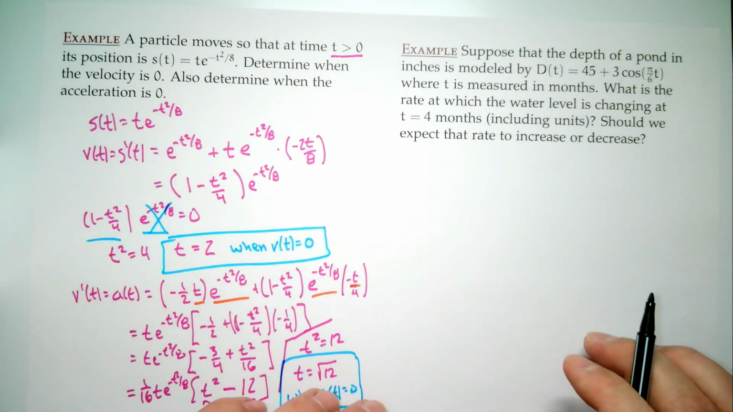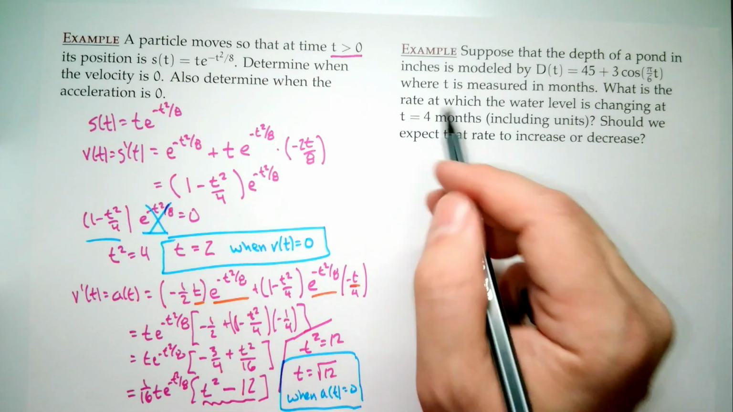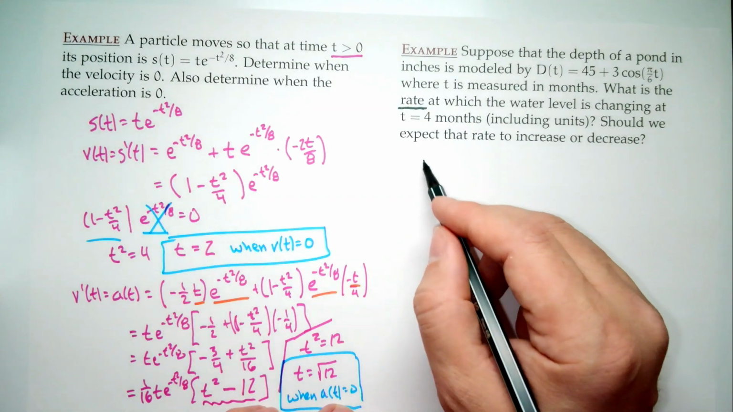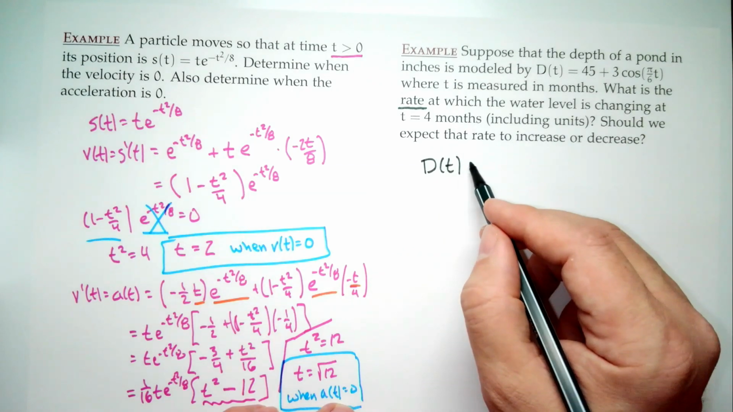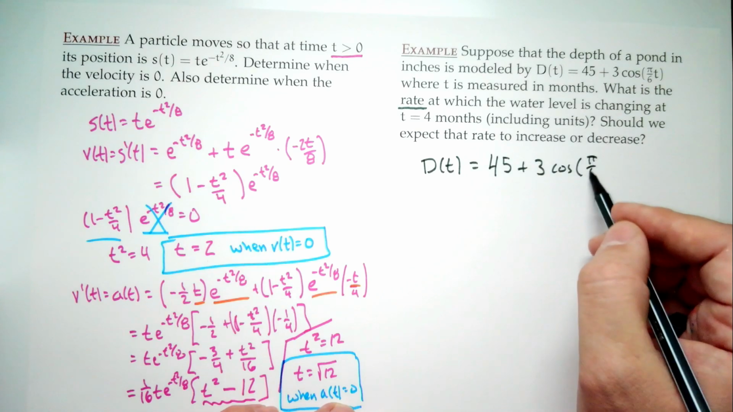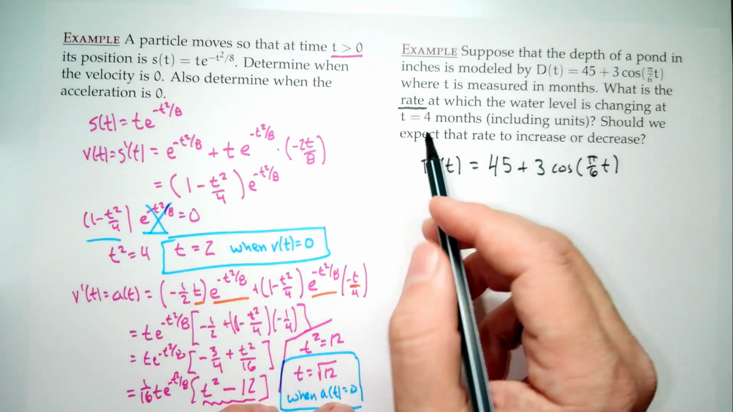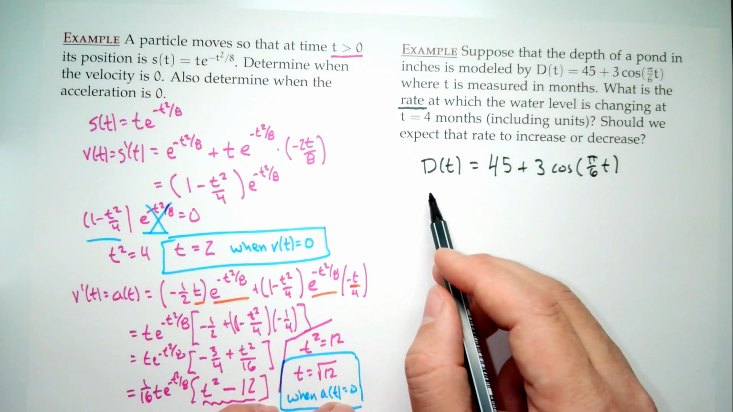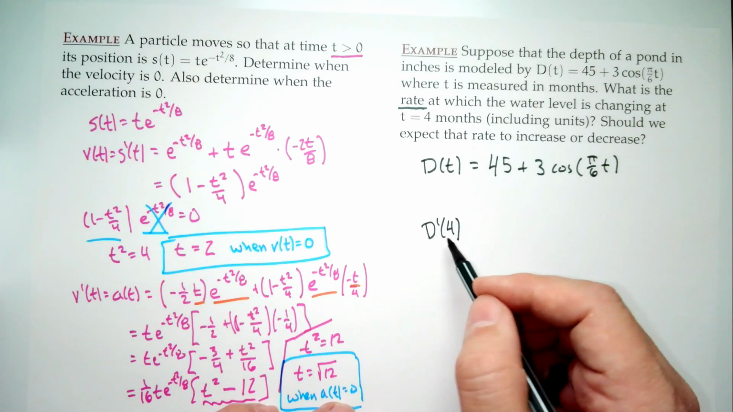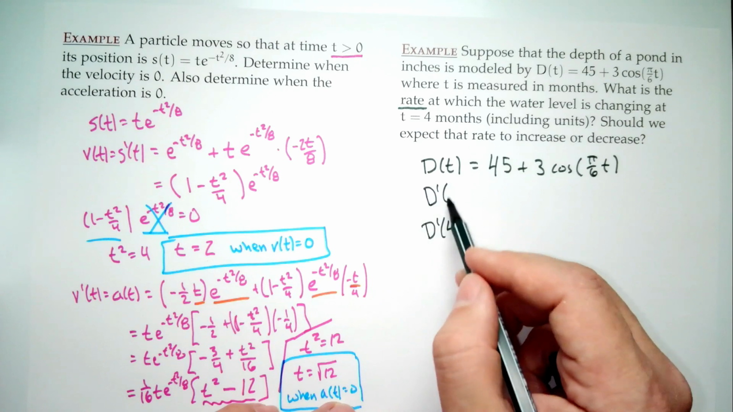So, what's the key word here? Rate is a key word. When you see the word rate, what should you think of? You should think derivative, because derivatives are about rates. How is something changing? So, when we see that, we say, okay, we have our function. Our depth at time t is 45 plus 3 cosine of pi 6 times t. So if I want to know a rate at 4 months, it's really asking me for what is d prime of 4. So if I want d prime of 4, the first step is what's d prime at t in general?